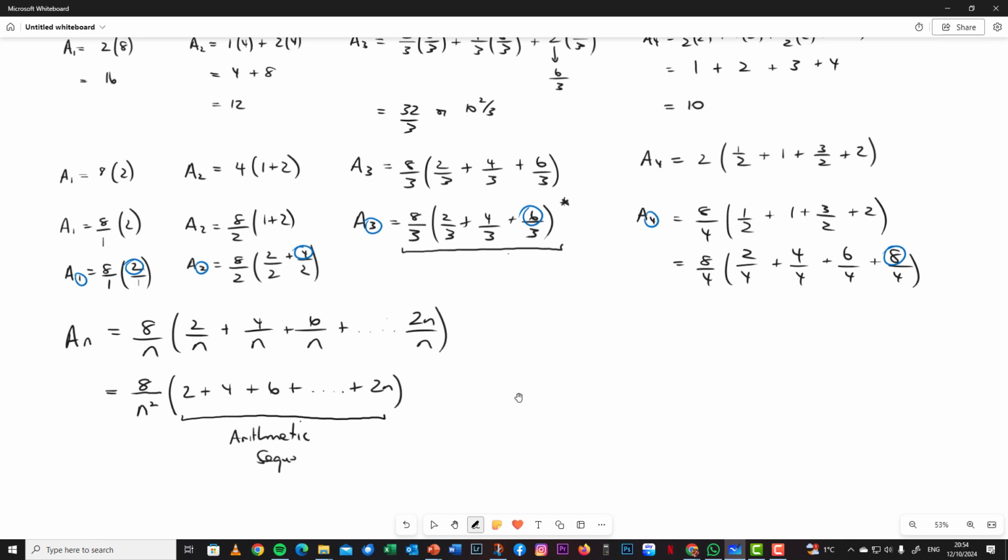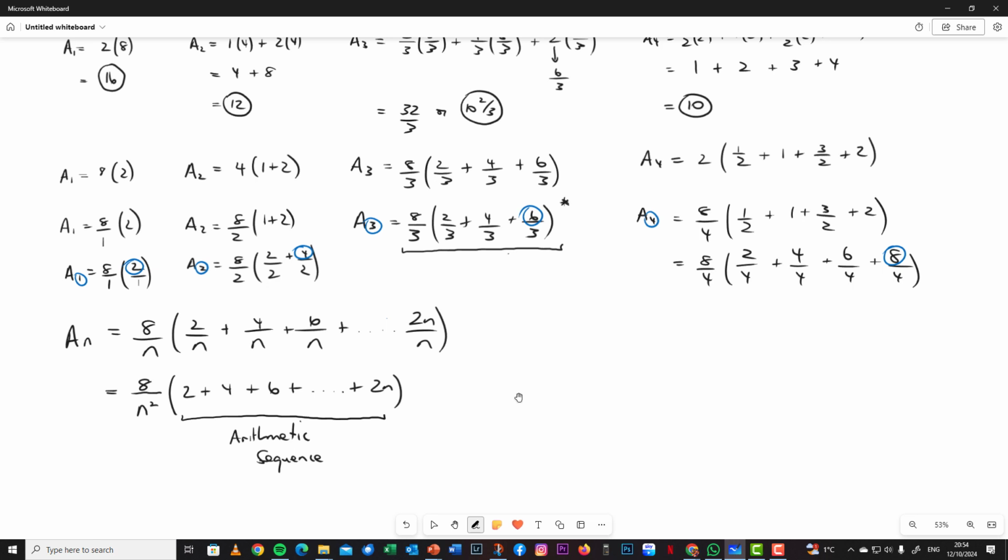The gaps are the same. The difference between these terms is 2. Now our areas weren't 16, 12, 10 and 2/3, 10. They didn't make a linear sequence, but there is a linear sequence within this. Now it's multiplied by 8 over n squared. That's why it's clearly not a linear sequence in itself, but the bracket part is.